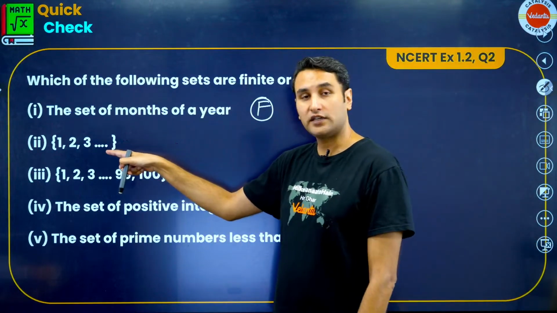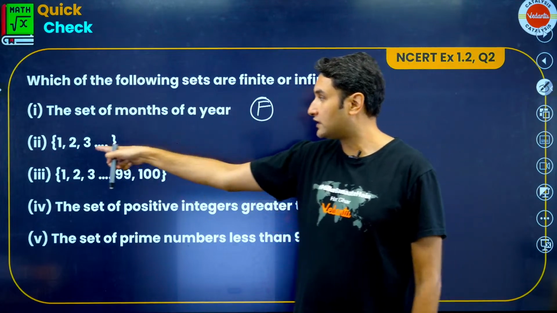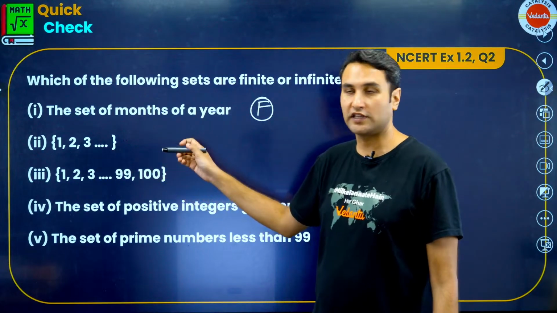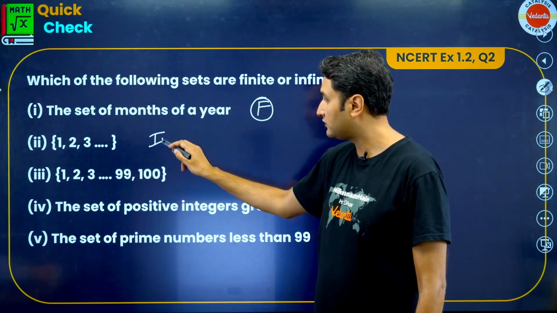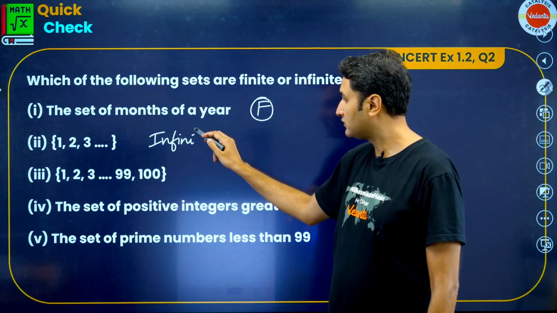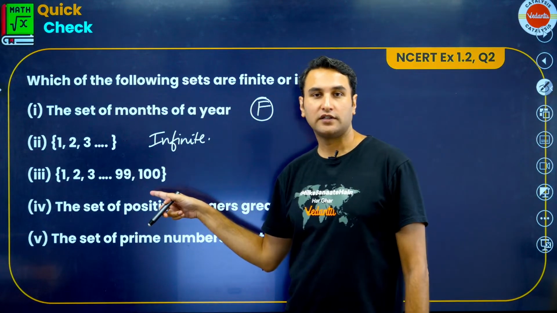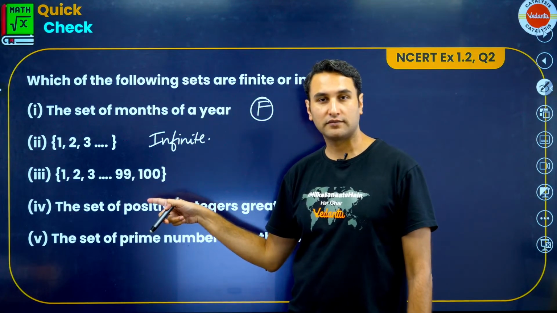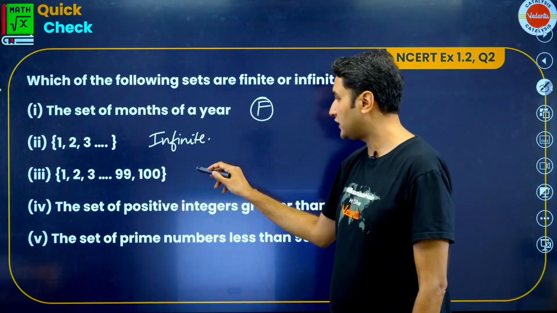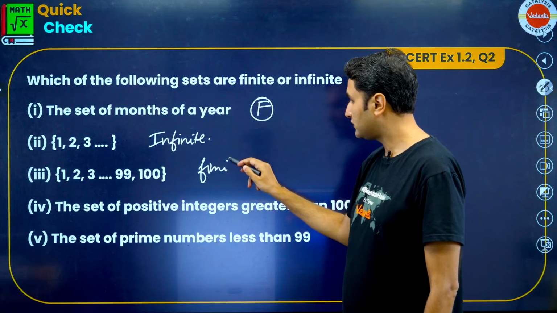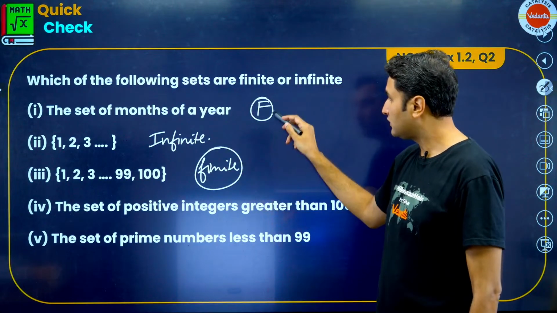1, 2, 3, dot, dot, dot. Basically, this is the set of all natural numbers. It will keep on going: infinite, right? 1, 2, 3 up to 100. The set of all natural numbers from 1 to 100 definitely is finite, obvious, right?